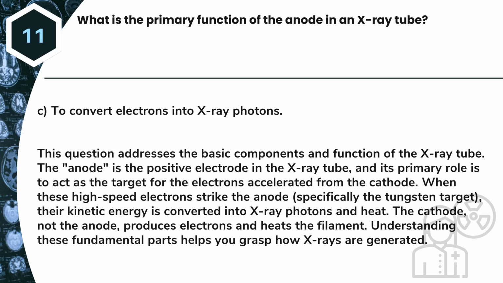This question addresses the basic components and function of the X-ray tube. The anode is the positive electrode in the X-ray tube, and its primary role is to act as the target for the electrons accelerated from the cathode. When these high-speed electrons strike the anode, specifically the tungsten target, their kinetic energy is converted into X-ray photons and heat. The cathode, not the anode, produces electrons and heats the filament. Understanding these fundamental parts helps you grasp how X-rays are generated.